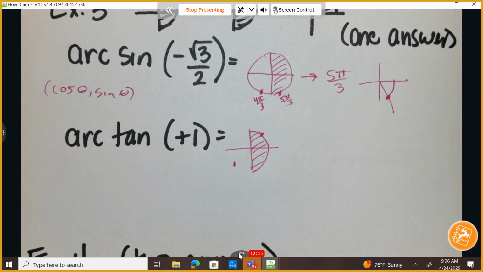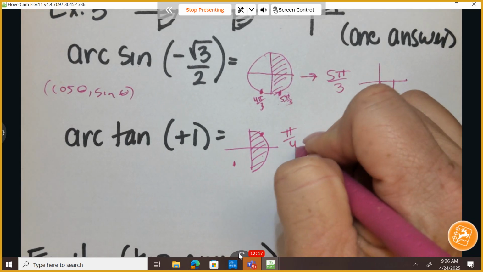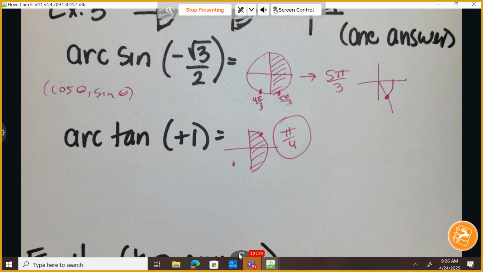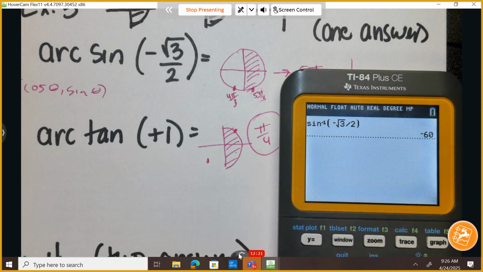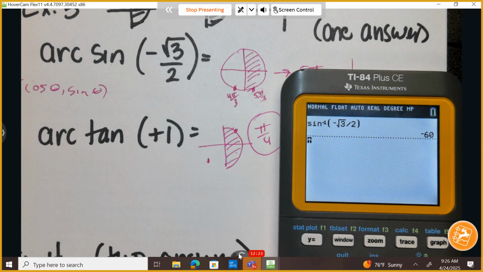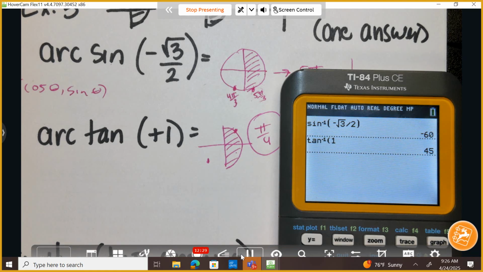And which one does it have to be? It has to be pi over 4. It's in the shaded region. Once again, if I do arc tangent of positive 1, I get 45 degrees, which is equivalent to pi over 4.